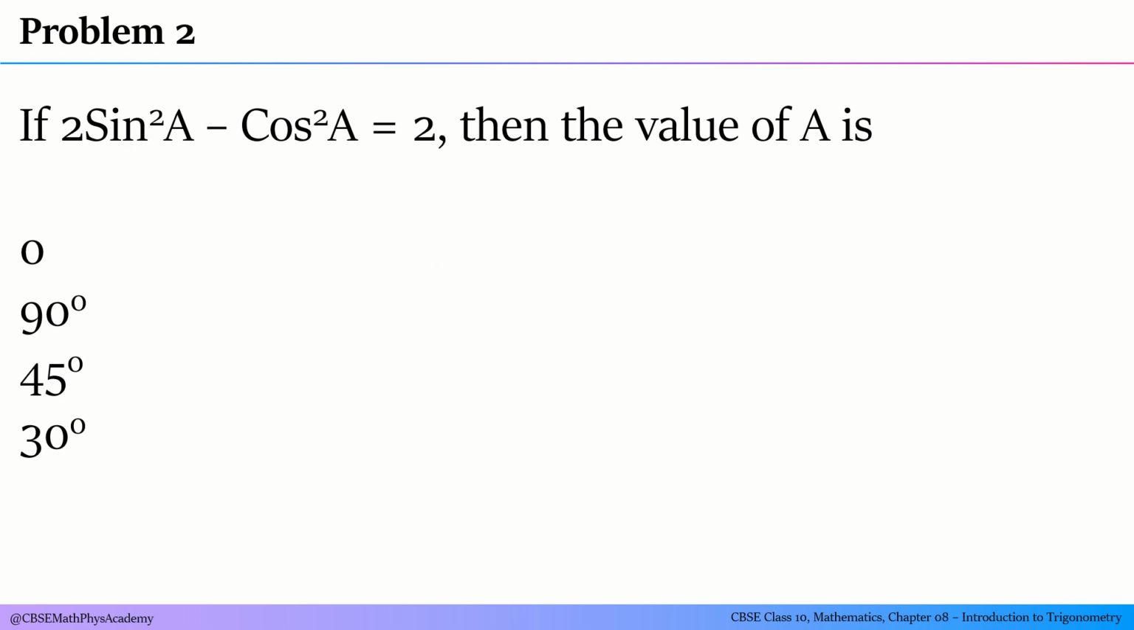Then the second problem is 2 sine squared A minus cos square A is equal to 2. So what is the value of this angle A? That is the problem. See how to approach this. You know the relation between sine and cos, so you can convert the equation to one of the other forms. You can convert sine to cos or cos to sine. Solve it and you can find the answer.